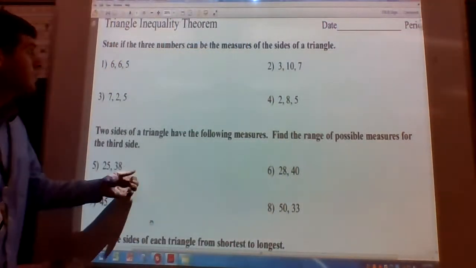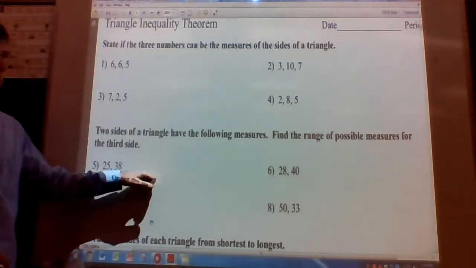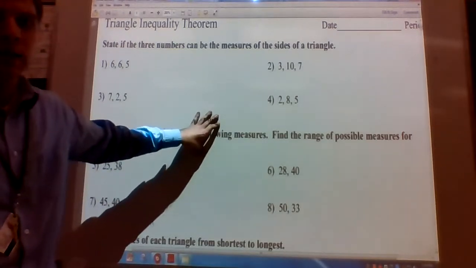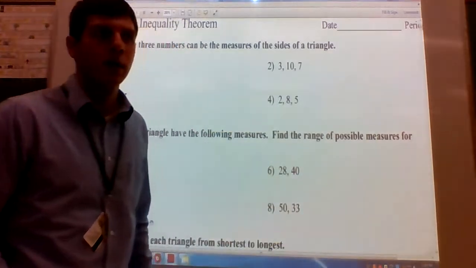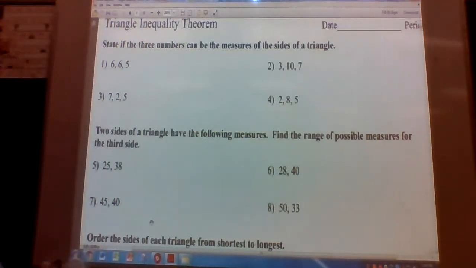This is the Triangle Inequality Theorem worksheet. So the first half of this worksheet is on the Triangle Inequality Theorem, and then the second half was review questions for the Unit 3 test. So let's start with number 1. It's asking us to state if 3 numbers can be the measures of the sides of a triangle.